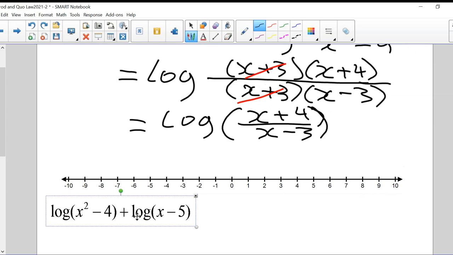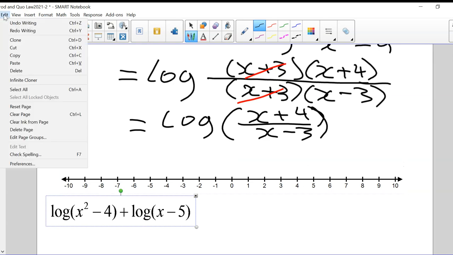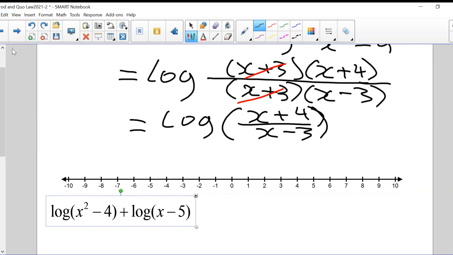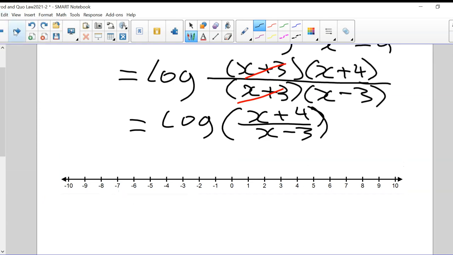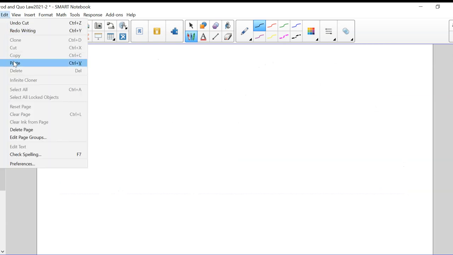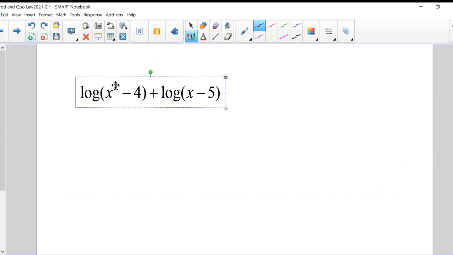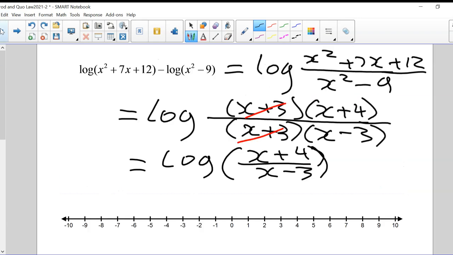Let me maybe put this on another page. Let me cut this and put this somewhere. So maybe we'll try this one as well. We'll see. We may or may not get to this one. Let's get back to what we're working on now.